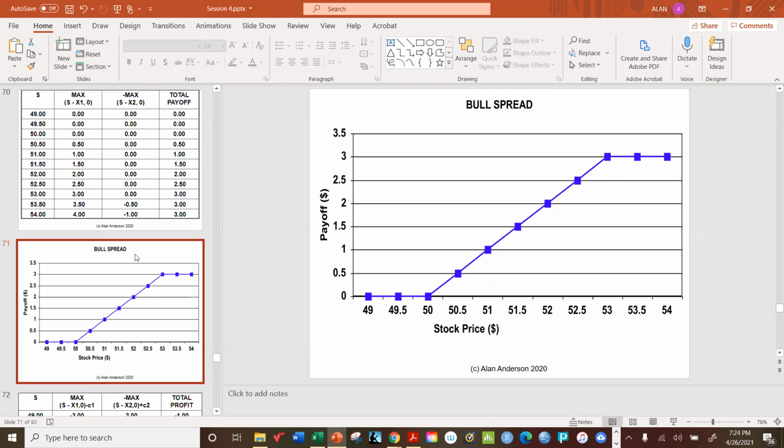So you can see again, if the stock stays between the two strike prices, then as the stock goes up, the payoff will go up as well. Once we get past 53, our payoff is capped at $3. On the bottom side, though, once the price gets down to 50, the payoff is basically limited to 0. It cannot be negative.